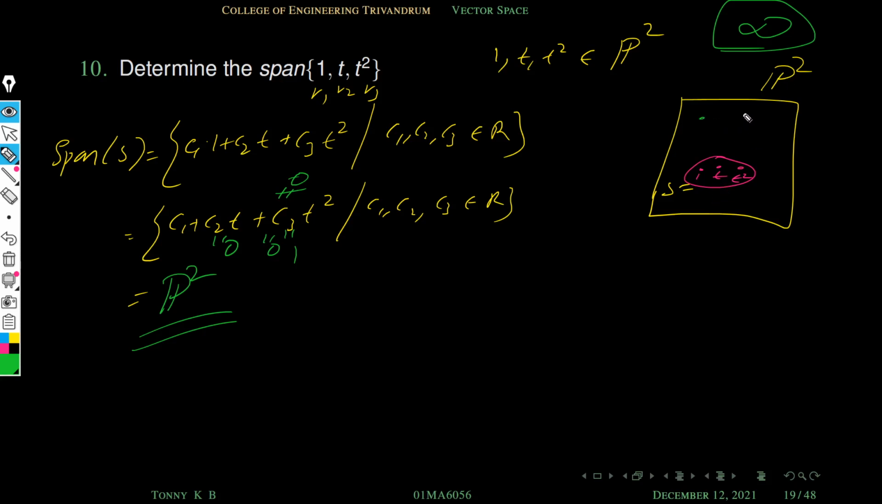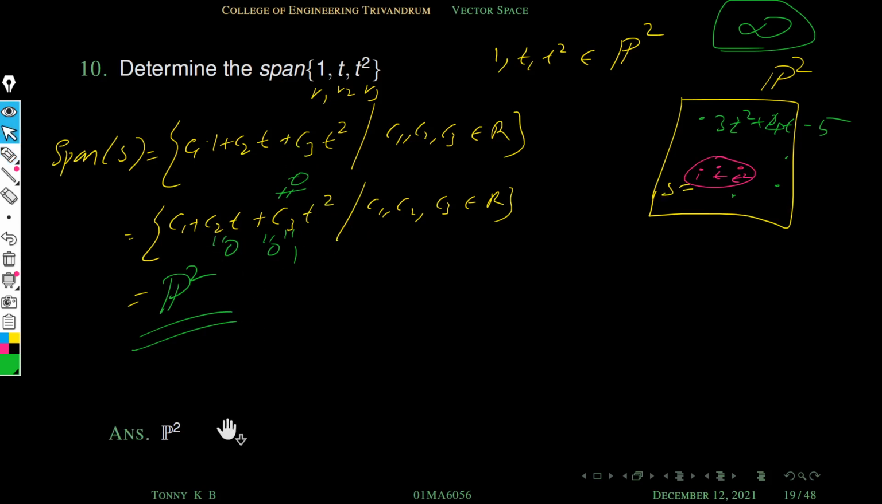Suppose we consider another arbitrary element, say 3t² + 4t − 5. You can generate this element using this small set. Similarly, you can generate any element from P2 using this small set. That is the concept of spanning. So the spanning set, we can visualize as a representative of a vector space. You got it?